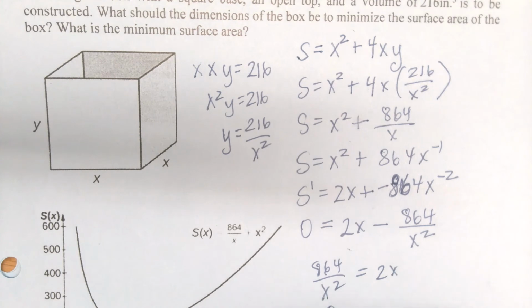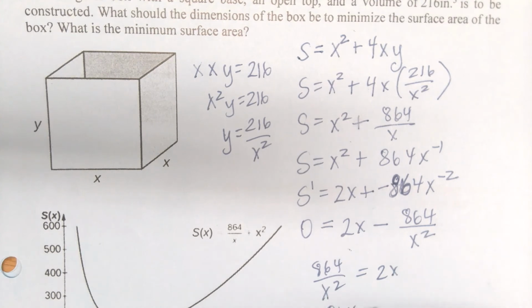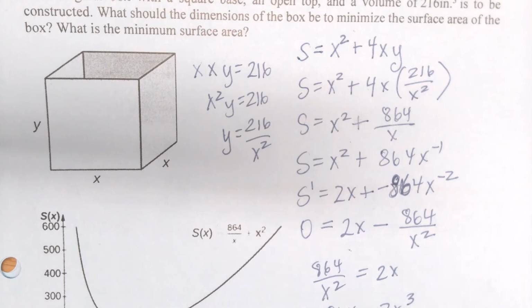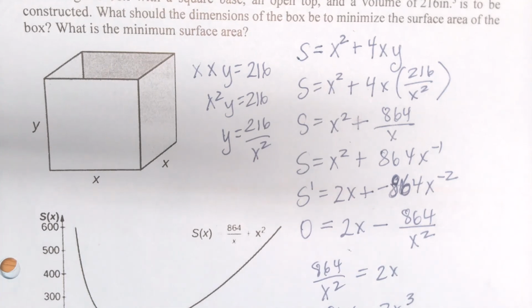That means I'll multiply the x squared out, so that gives me 2x cubed. I will divide by the 2. 864 divided by 2 gives me 432 for my x cubed. And then I'm going to go ahead and take the cube root of that.